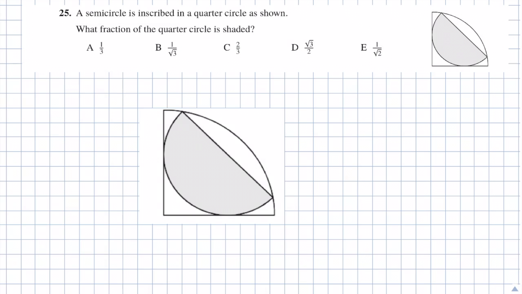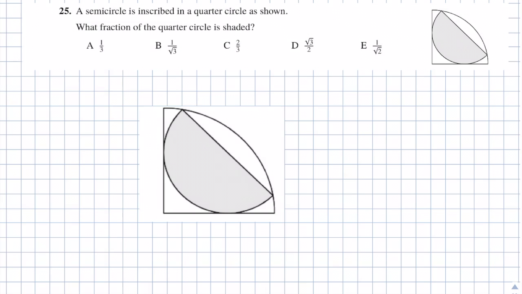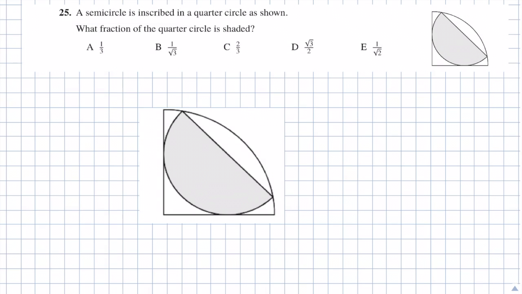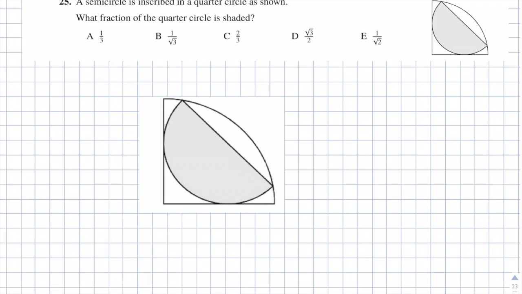Question 25. A semicircle is inscribed in a quarter of a circle as shown. What fraction of the quarter circle is shaded? We got answers as A is a third, B is 1 over root 3, C is 2/3, D is root 3 over 2, and E is 1 over root 2.